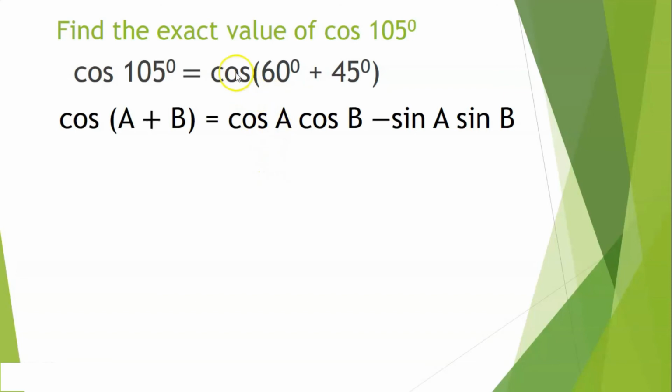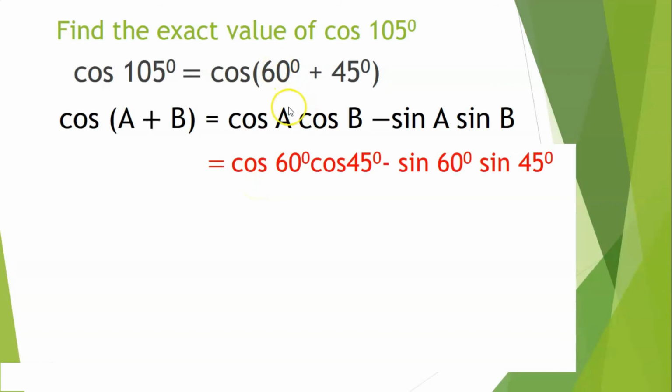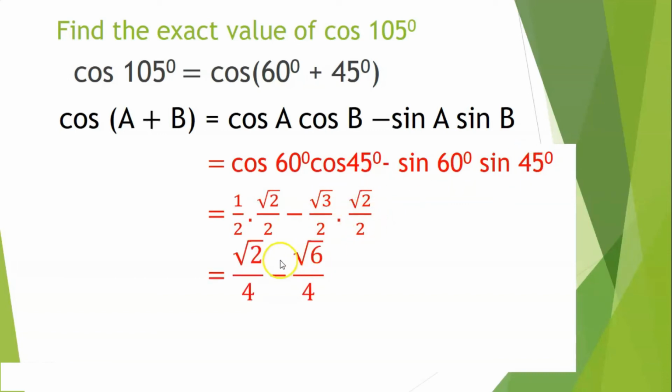Substituting in this equation, we will have cosine 60 cosine 45 minus sine 60 sine 45. With this, we can replace these with values: 1/2 times square root of 2 over 2, minus square root of 3 over 2 times square root of 2 over 2. So simplifying, we will have this one. Then combining these terms, cosine 105 is then square root of 2 minus square root of 6 over 4.